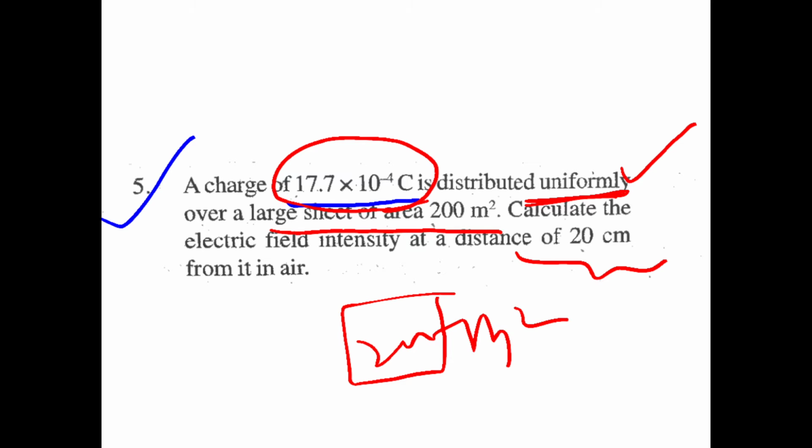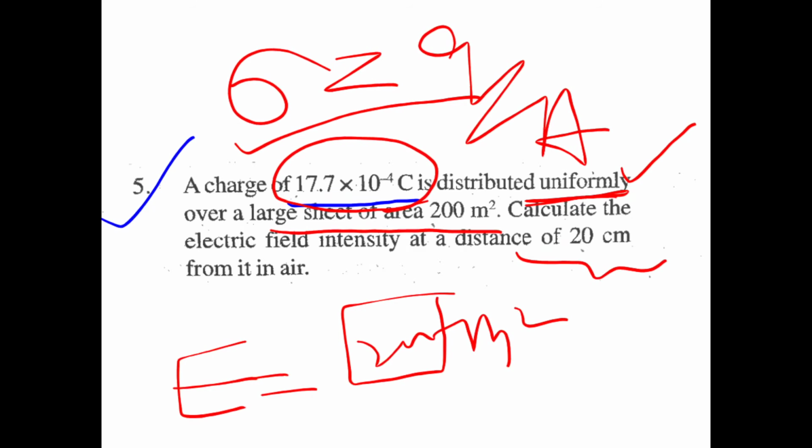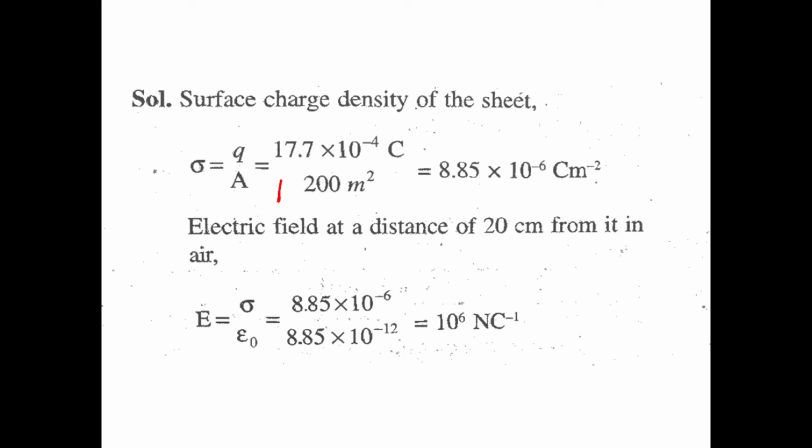Okay, what is Gauss law? From Gauss law we get a relation between surface charge density and electric field. The surface charge density, that is sigma, is equal to Q by A. That means charge per area. That is surface charge density. You have to determine sigma, the surface charge density, then you have to determine the electric field. E is equal to sigma by epsilon 0. This is the formula.